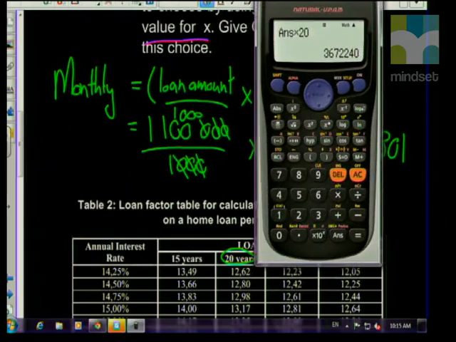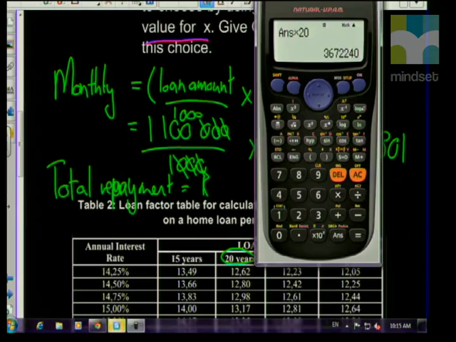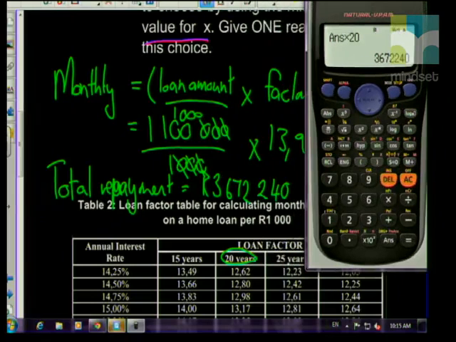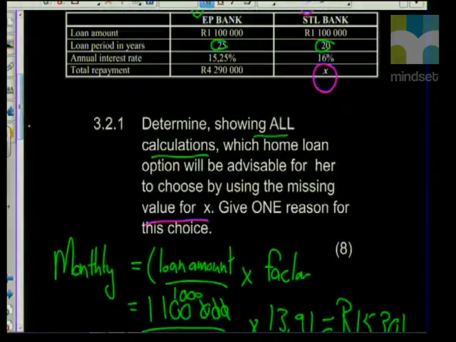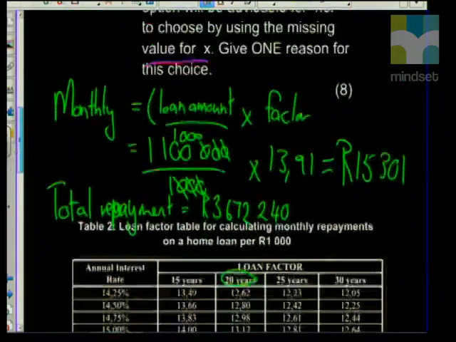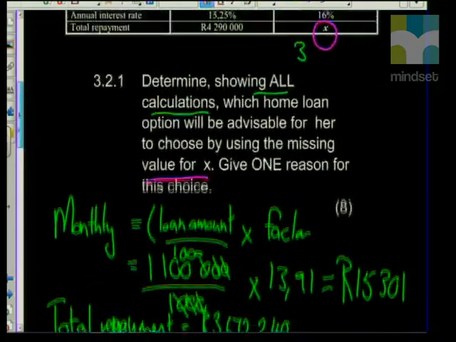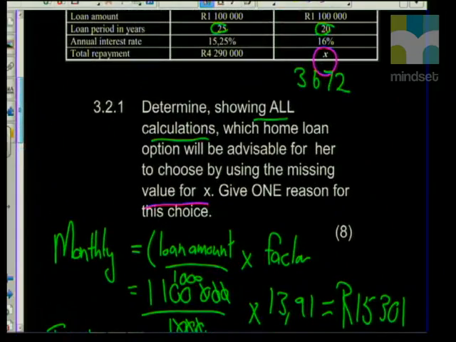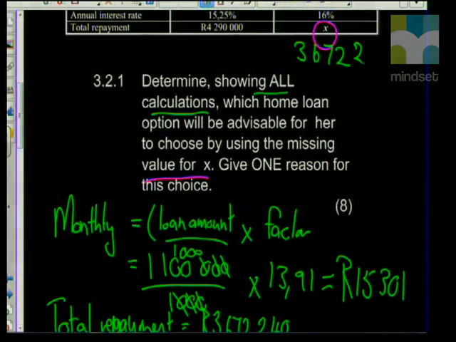So that's the monthly repayment. So the total repayment is going to be equal to, and I'm just going to write it down, 3,672,240. That's a huge amount of money. Now, we've calculated X, and I'm going to put the value in there. 3,672,240.